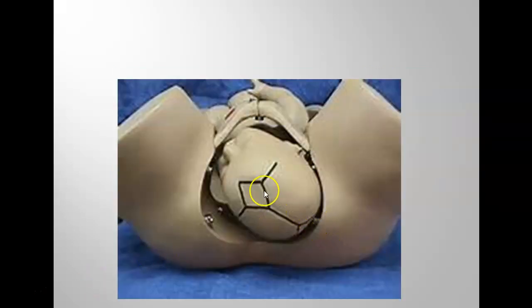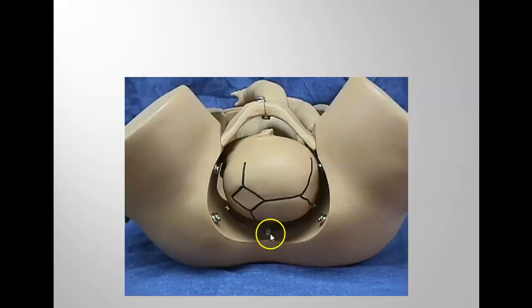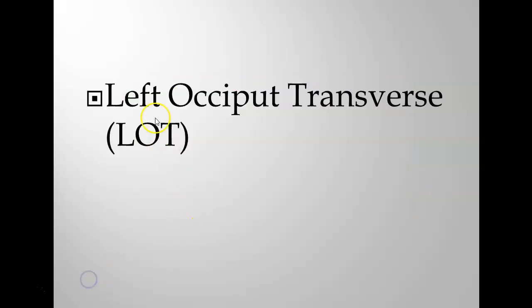In this picture, the occiput is now toward the left side of mom's pelvis. And the occiput is again posterior part of the pelvis. So this would make baby a left occiput posterior. And then in this case, this baby's occiput is on mom's left side, but it is neither anterior or posterior of her pelvis. It's in a transverse lie. So this would make a left occiput transverse position.